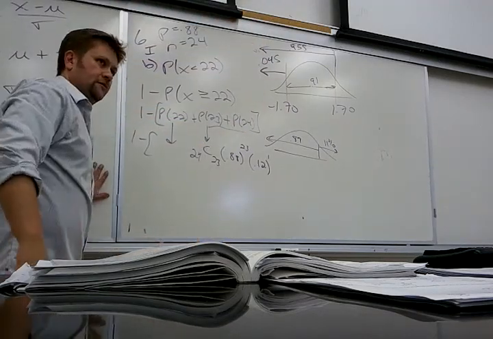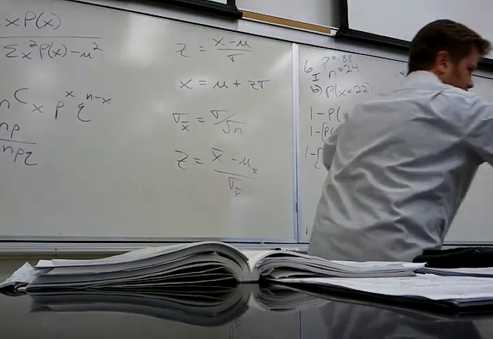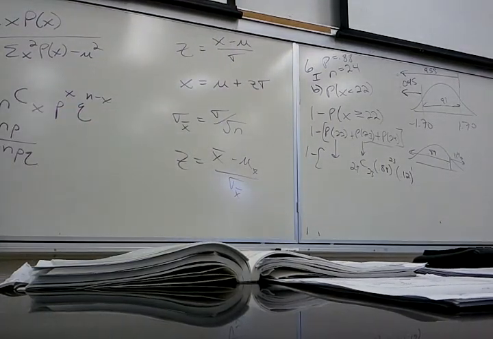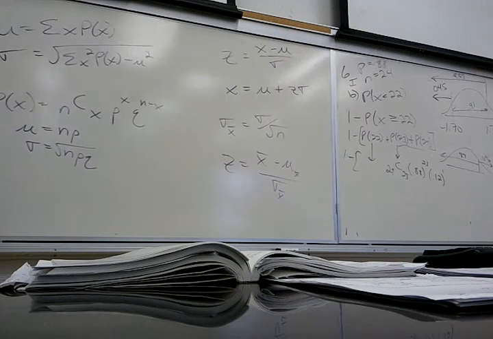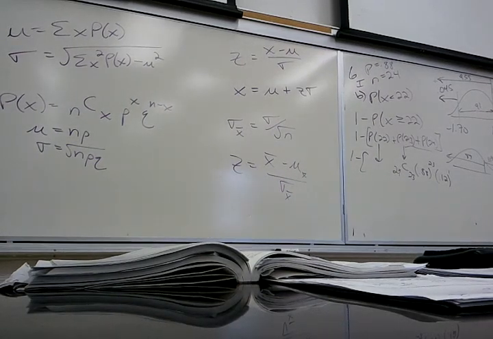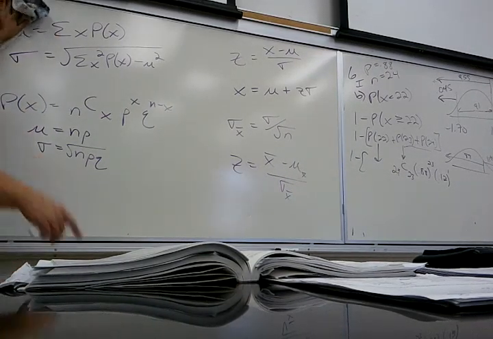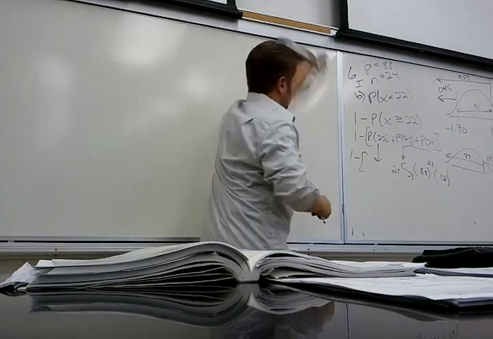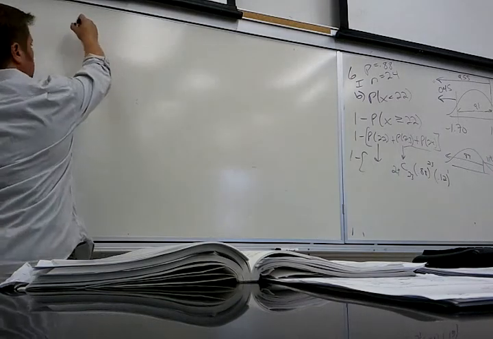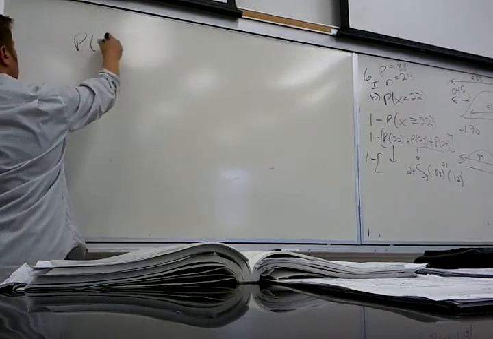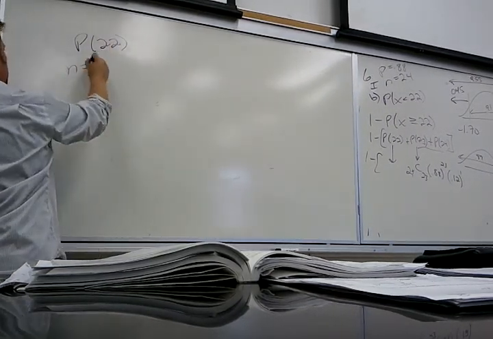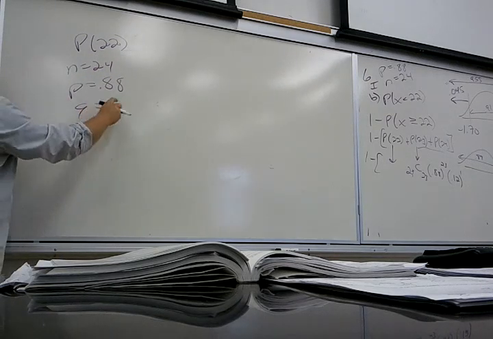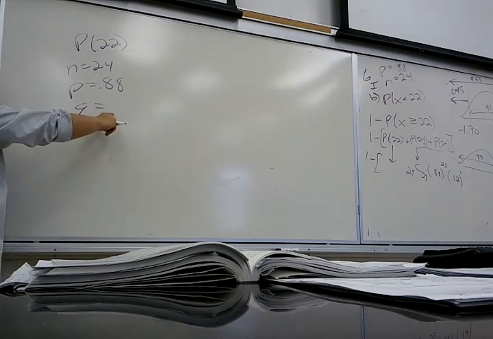Now to check this, maybe we should do this. Has everybody got the formulas here? All right, help me out. What's the probability of 22 successes here? So N is 24 people, 88% chance of success. Of course, where do we get that number? What's the chance of failure?